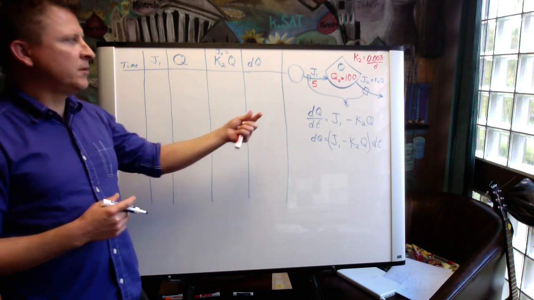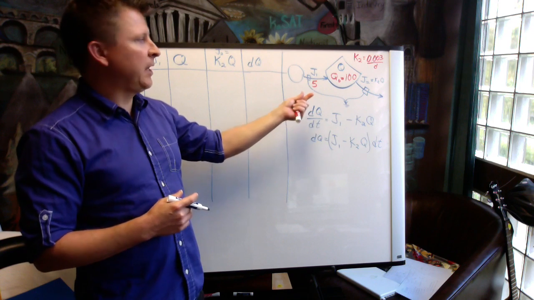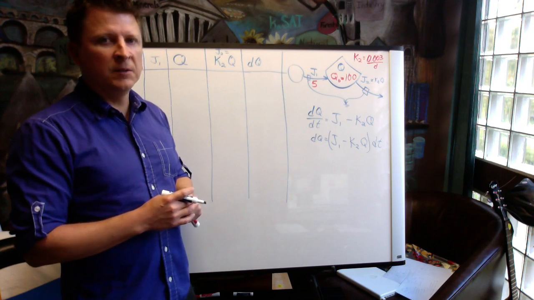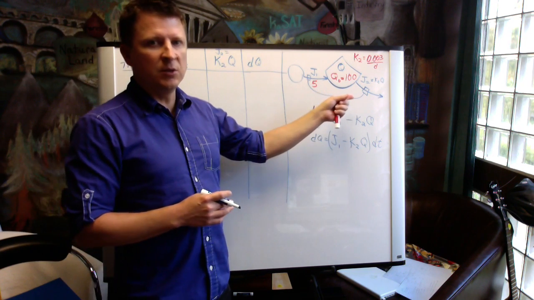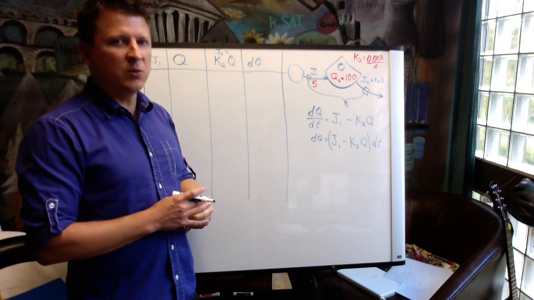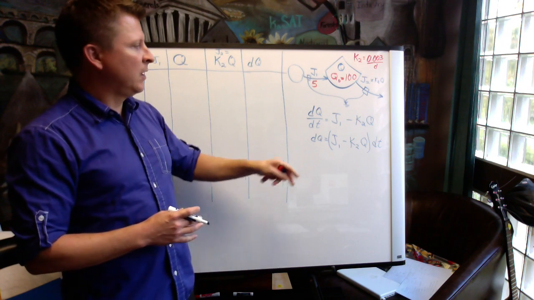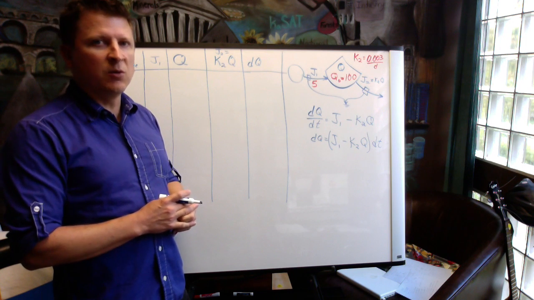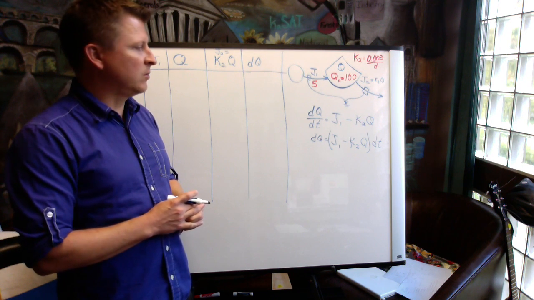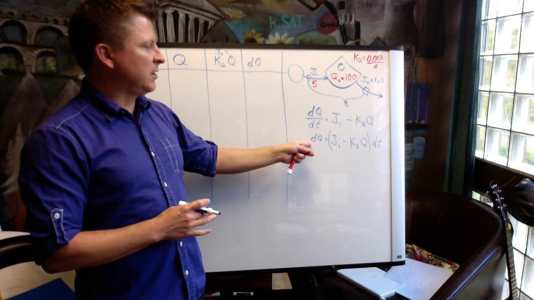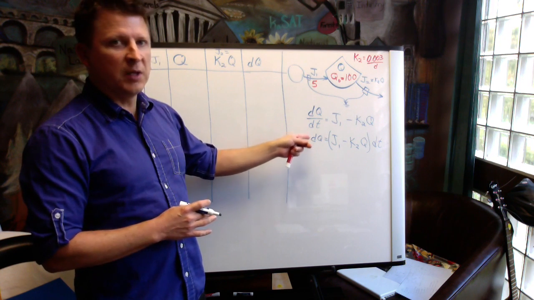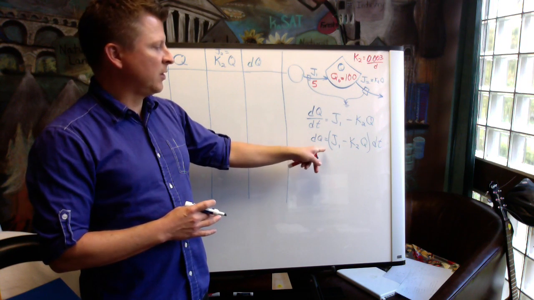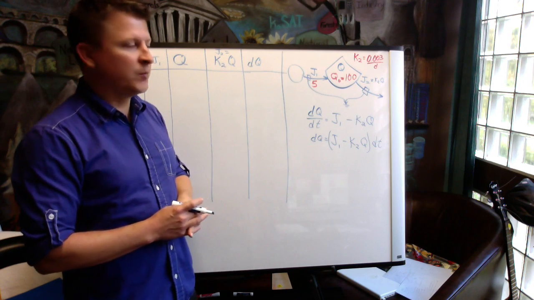So we've taken our tank model and we have an inflow J1 and an outflow J2, and we're saying that J2 equals K2Q. So therefore our equation is dQ/dt equals J1 minus K2Q. We're going to solve for dQ, so we're going to multiply through by dt. So we're going to use this in our table.